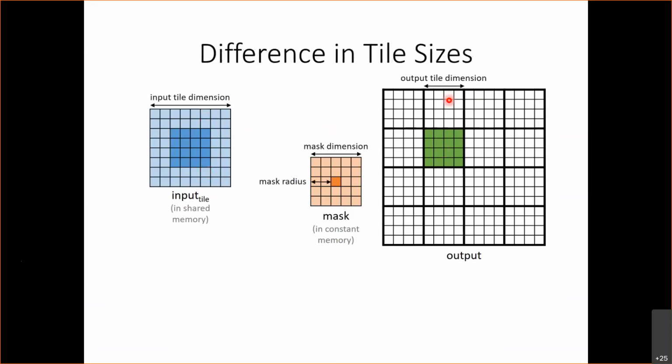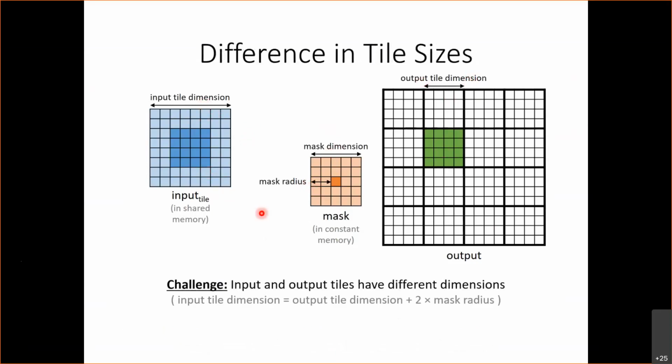And in fact, if you take a look here, you have your output tile dimension, your mask dimension, your mask radius, and your input tile dimension. And the input tile dimension is actually equivalent to the output tile dimension plus 2 times the mask radius. So it's the output tile dimension, which is this, and then you have the mask radius in this direction and the mask radius in this direction. So your input tile dimension is equal to output tile dimension plus 2 times mask radius. So your input and output tiles have different dimensions. So what do you do in this case?